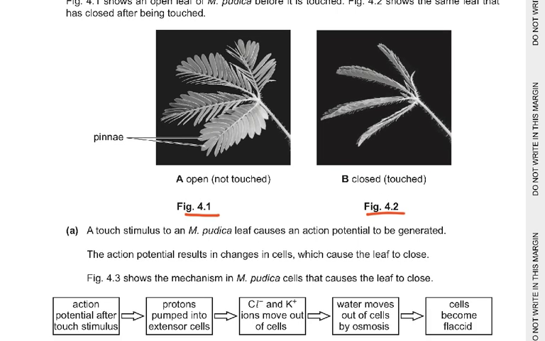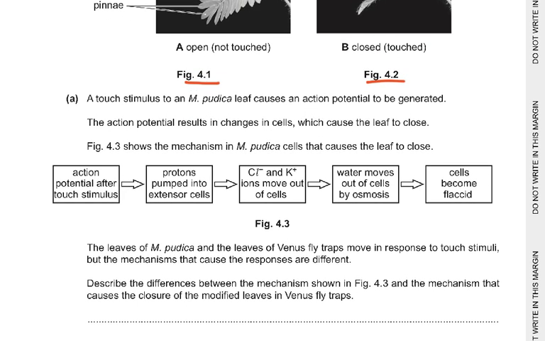Now, reading the question further, a touch stimulus to an M. pudica leaf causes an action potential to be generated. The action potential results in changes in cells which causes the leaf to close. Figure 4.3 shows the mechanism in M. pudica leaf cells that cause the leaf to close. Action potential after touch stimulus: protons pumped into extensor cell, chloride ions and potassium ions move out of the cells, water moves out of the cells by osmosis, cells become flaccid. Now this is what they are telling you about this.